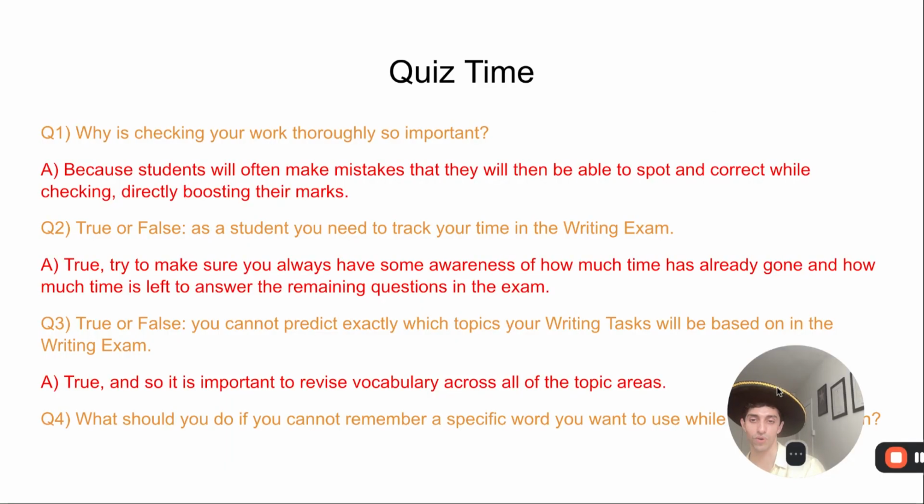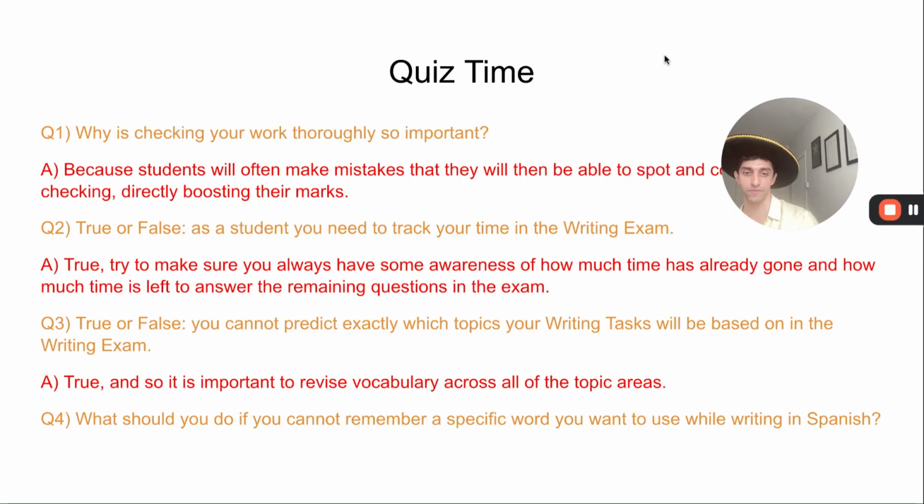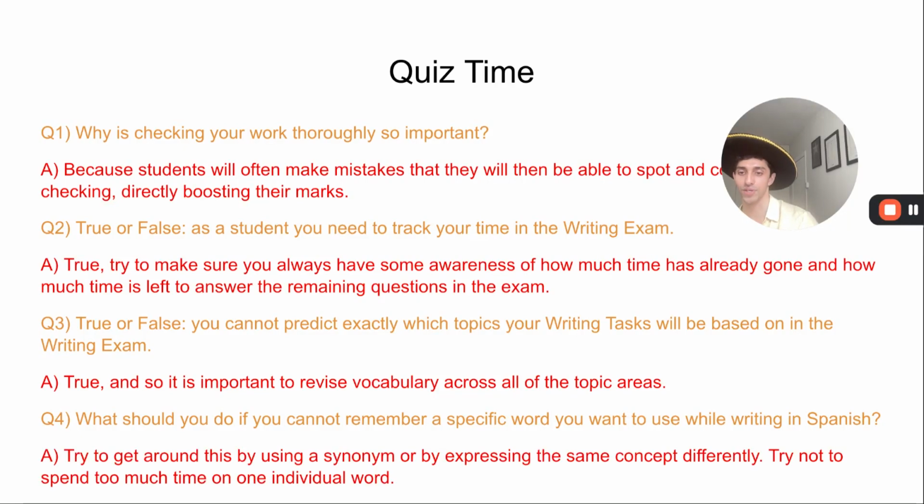Okay, and question number 4. What should you do if you cannot remember a specific word that you want to use when you're writing in Spanish? I did mention this near the end, so try and think back to what I said. Okay, I'm going to show the answer. So you should try and get around this. Try not to spend too long on just trying to remember an individual word or phrase. You can get around it by using a synonym, potentially by expressing the same concept in a different way. Yeah, there's a few different options or possibilities, all of which can be useful.